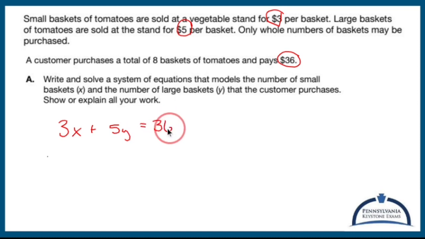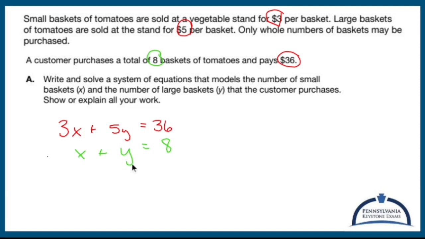So usually when you have a system of equations, one of your equations is going to have to do with price, cost, money. The other equation is usually total. Now, I don't know my total, but what I know is I bought 8 of them. So the small baskets plus the Y baskets are going to equal 8 baskets. So not only am I doing this, I have to write and solve a system that models the number. Show or explain all of your work. Not much explaining. I'm going to show it. And the way I'm going to show it is I'm going to use elimination.